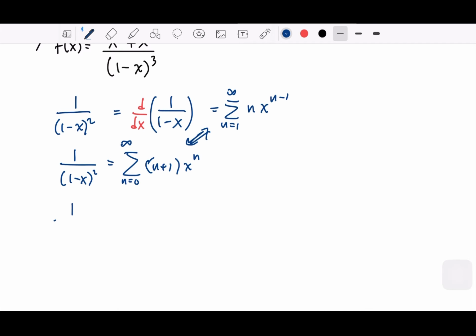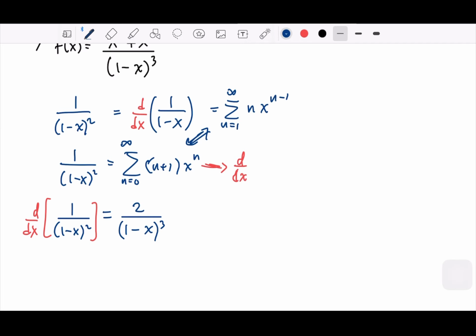Okay, if we derive this one more time, so we derive once more, this will result in 2 over (1 minus x) cubed. And we derive this, d/dx, this is equal to the sum. Let's just write 1 because I will multiply with (n plus 1), and then x^(n minus 1). Okay.